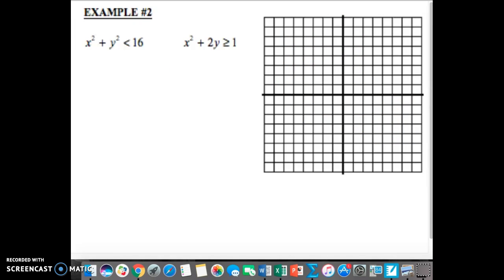Looking at our next example, example number 2, we have x squared plus y squared is less than or equal to 16. If you can think back to the conic sections in Algebra 2, this is a circle centered at the origin, and since 16 can be rewritten as 4 squared, it's a circle centered at the origin with a radius of 4. So we can go ahead and plot our radius points. And since it's less than, we know it needs to be a dotted line.